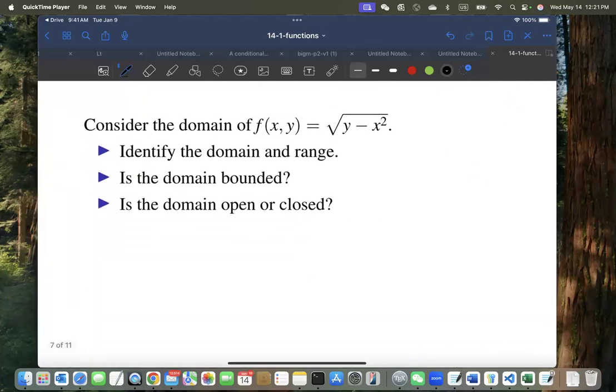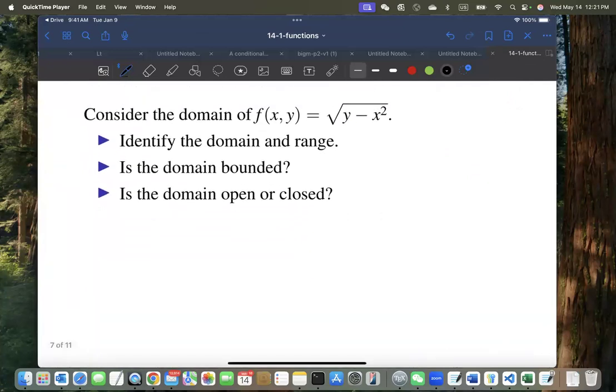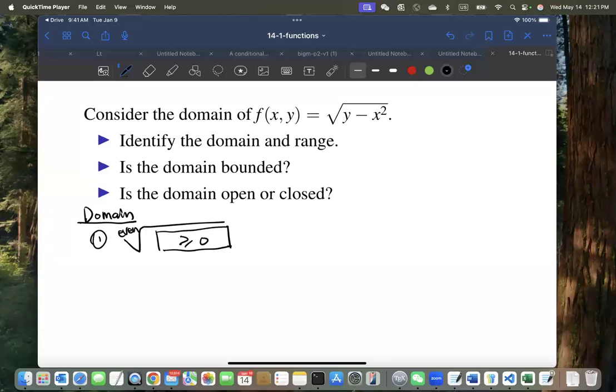One thing I want to conclude from this example, maybe not directly related to it, is that in general, for the domain, if you have a square root or any even root expression, then the expression inside should be greater than or equal to zero. If you have fractions, like 1 over something, then this thing is not equal to 0. And if you have the log of something, then this is strictly greater than 0.